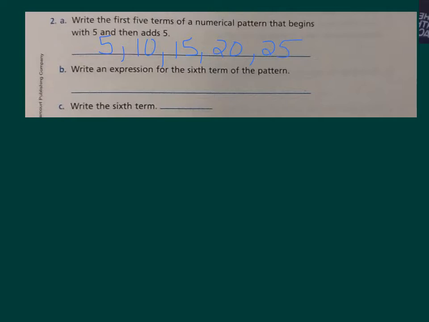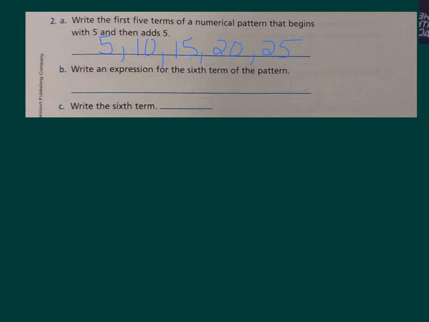Okay? It asks me to write the first 5 terms, which is what I've done. 1, 2, 3, 4, 5. I've written the first 5 terms, and they follow the pattern. It begins with 5, and each term goes up by 5. But now we need to write an expression. And specifically, they're asking us to write an expression for what will happen for the 6th term. So let's start by looking at maybe what an expression might have been to show the 3rd term and maybe the 4th term. So we can use that to make an expression for the 6th term.